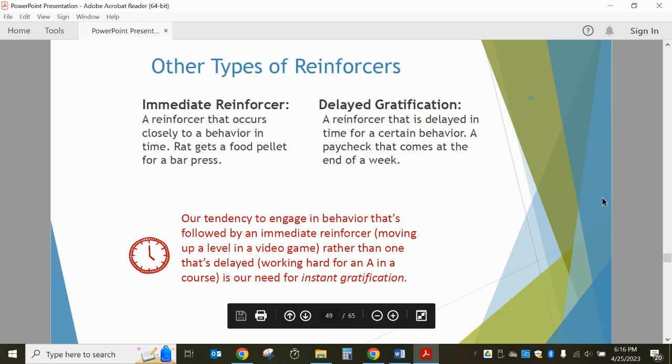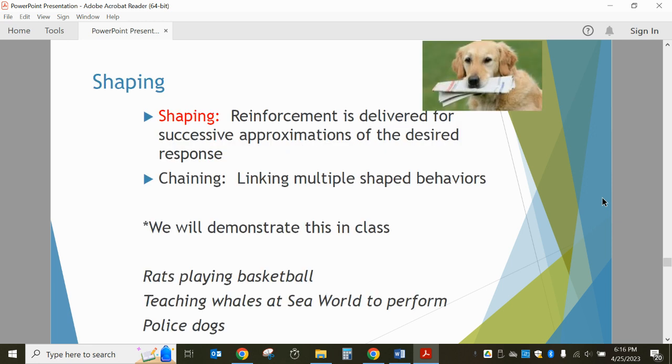Generally, with reinforcement, an immediate reinforcer is going to be better than delayed gratification. Shaping, we did this by doing an example where we clapped in class to create new behaviors. Or if you've ever seen any kind of show where people are teaching an animal how to do a series of tricks, when they teach them one trick, by rewarding everything that they do that's close to what they want, that's called shaping. And when they link lots of shaped behaviors together, that's called chaining.